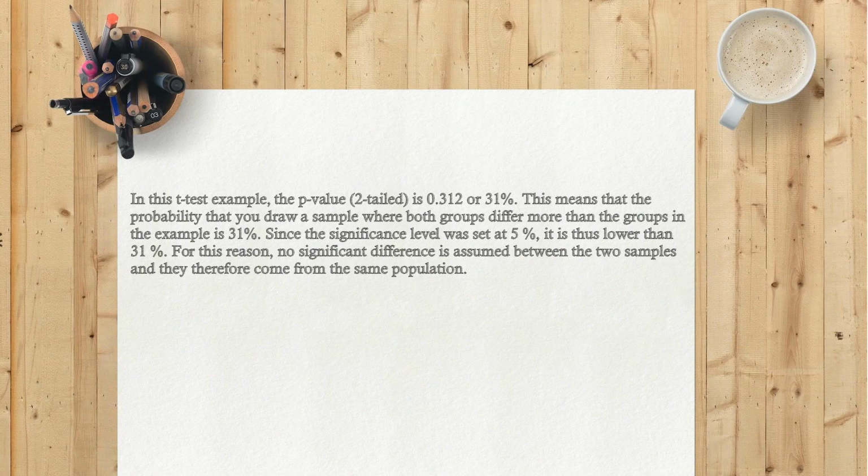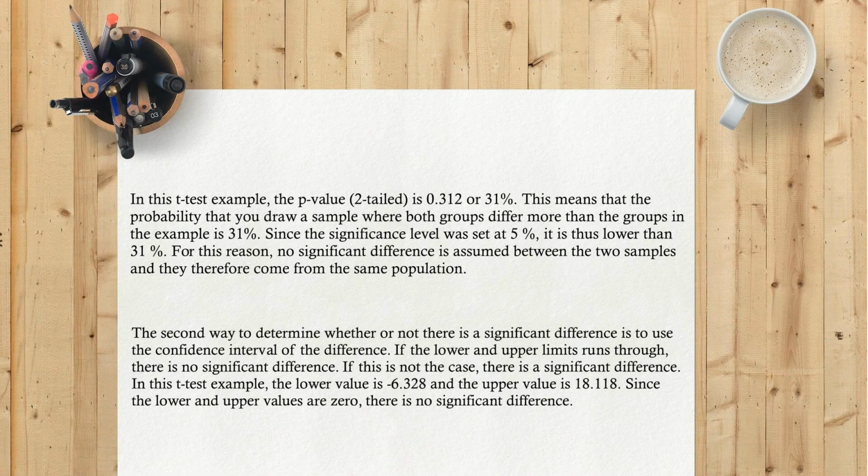In this t-test example, the p-value, two-tailed, is 0.312 or 31%. This means that the probability that you draw a sample where both groups differ more than the groups in the example is 31%. Since the significance level was set at 5%, it is thus lower than 31%. For this reason, no significant difference is assumed between the two samples, and they therefore come from the same population.